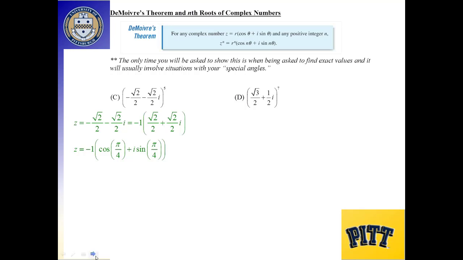If I want to now raise this to the 5th power, I'm going to take negative 1 to the 5th power, and I'm going to multiply the two angles I have in there by 5 and get 5 pi over 4 for the two angles. And now I'm going to reevaluate.